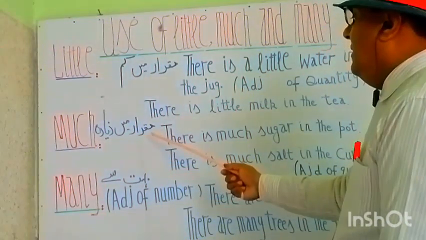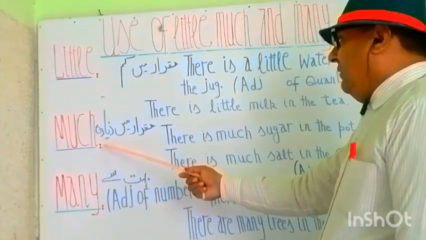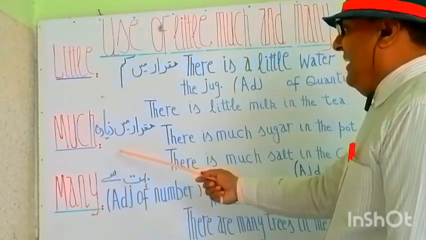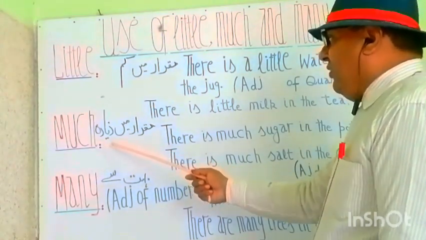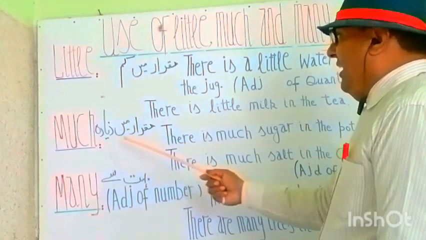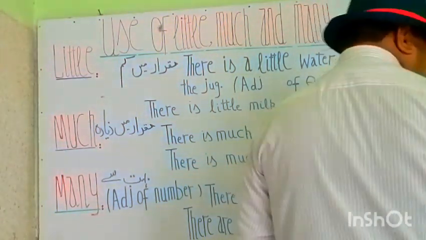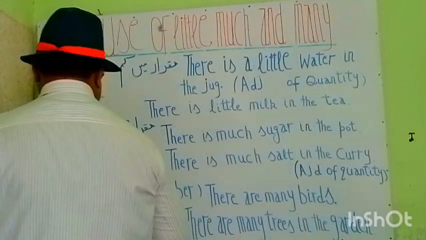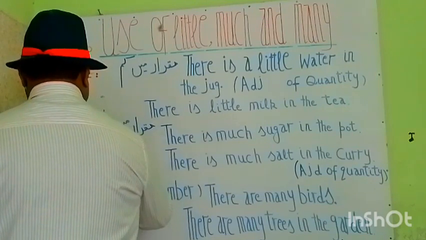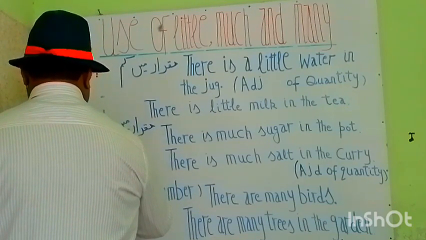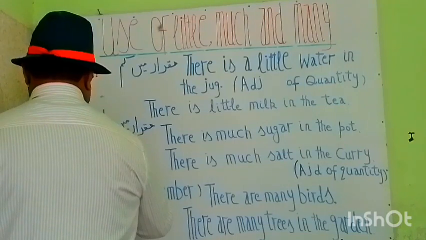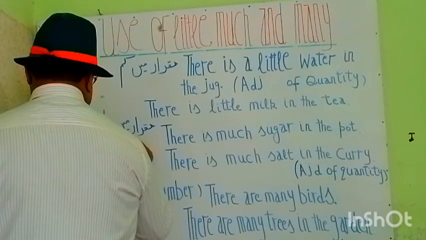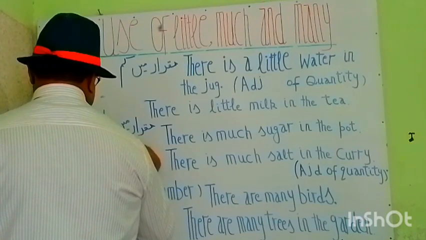Much जो है ये ज्यादा के मानों में लिया जाता है। In large quantity, in big quantity. Much means in large quantity, मिक़दार में ज्यादा, in large quantity. Ok. So we write here large, L-A-R-G-E, in large quantity.